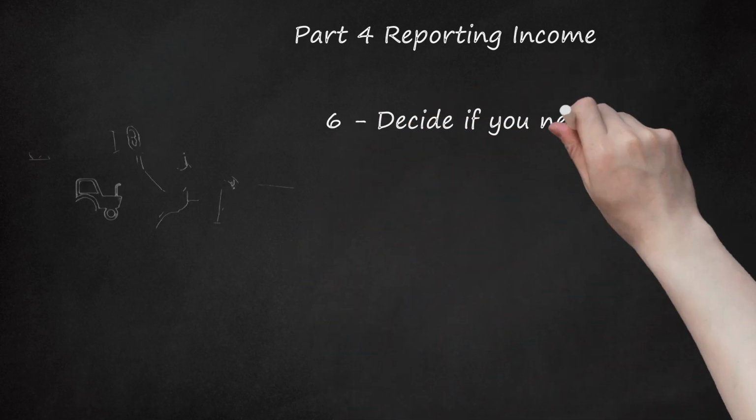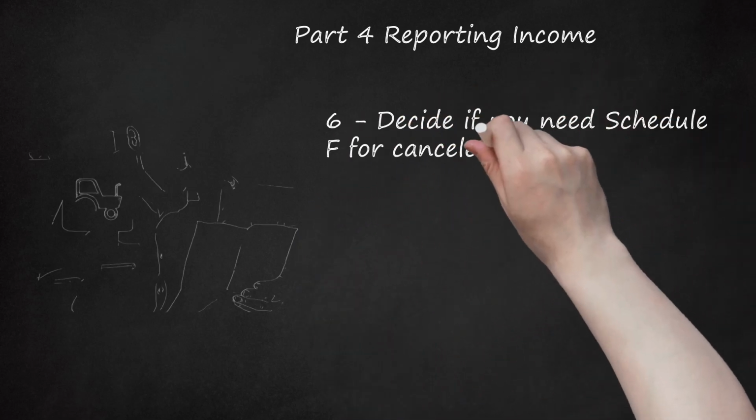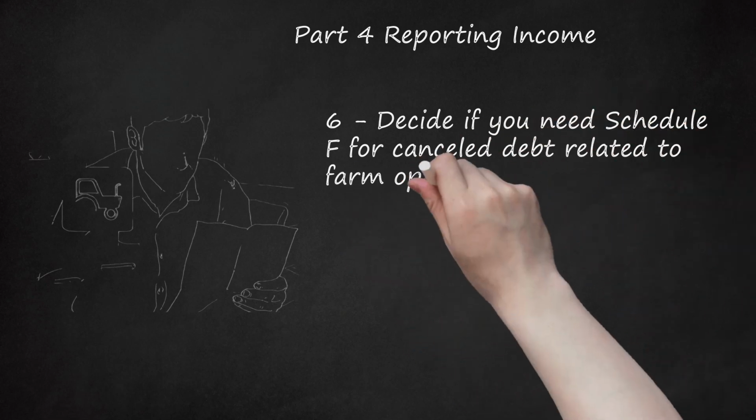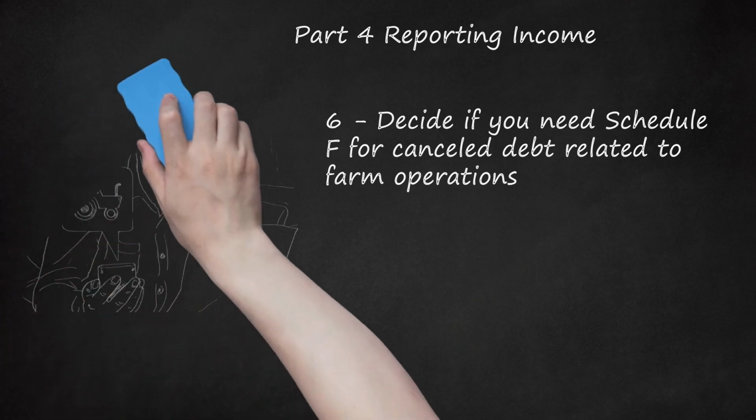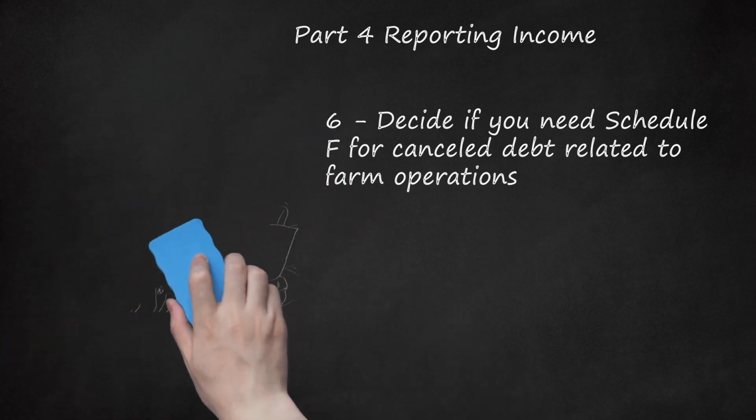6. Decide if you need Schedule F for canceled debt related to farm operations. If you are a farmer and the canceled debt is related to your farm operations, you will report it on Schedule F, line 8. File Schedule F along with your Form 1040 or 1040-NR. If the canceled debt is related to farming on a rental property, you will report the income on Form 4835, line 6.